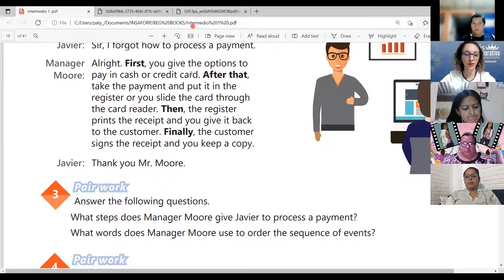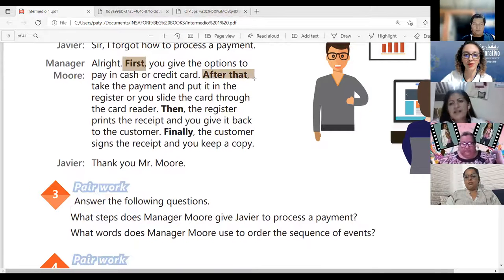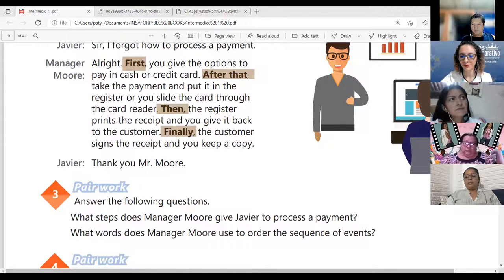Do you understand the question? No. What words? What words does he use to give that sequence order? What words does the manager use? Here is the manager and here is Javier. First, then, and finally. Yes. Those are the words we use to order the sequence of events. Thank you, Nelson. Okay, let's continue.